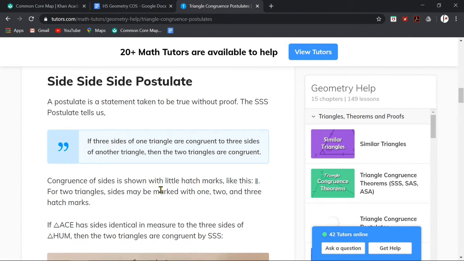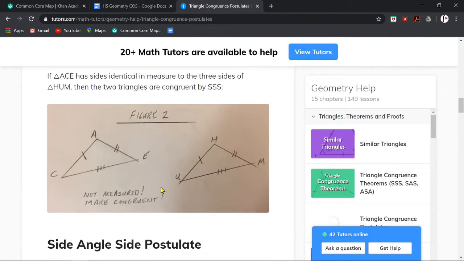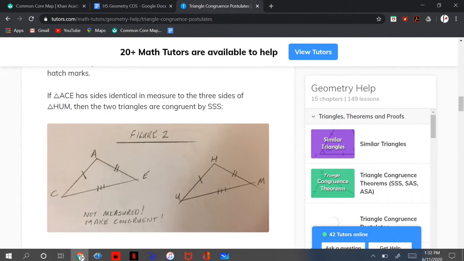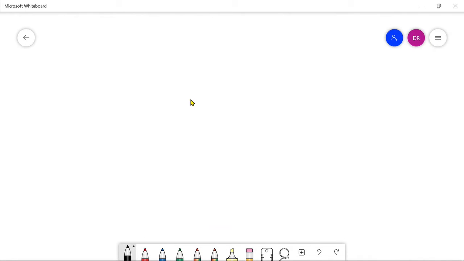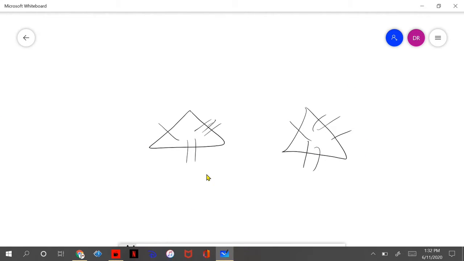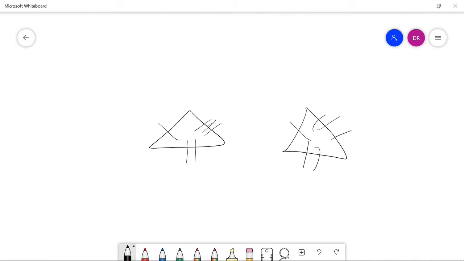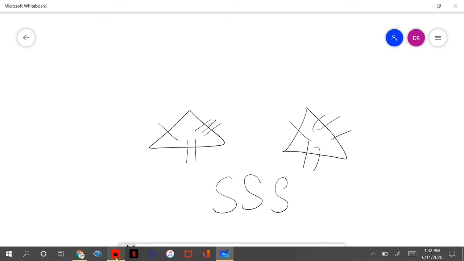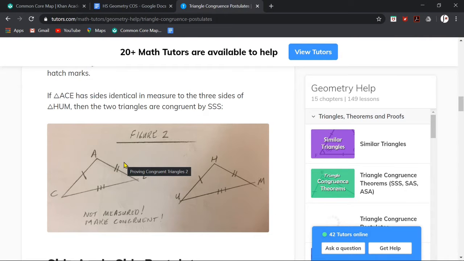Let's begin with the side, side, side postulate. To prove that two triangles are congruent with the side, side, side postulate, you have to prove that all 3 sides are congruent. So this side and that side, this side and this side, and this side. They're not to scale, but let's say that all 3 sides are congruent. Then these two triangles would be congruent because of side, side, side.